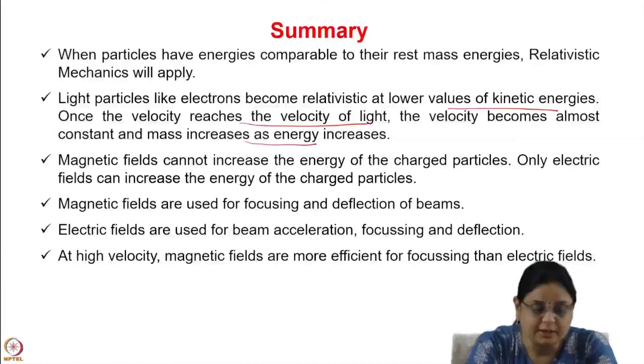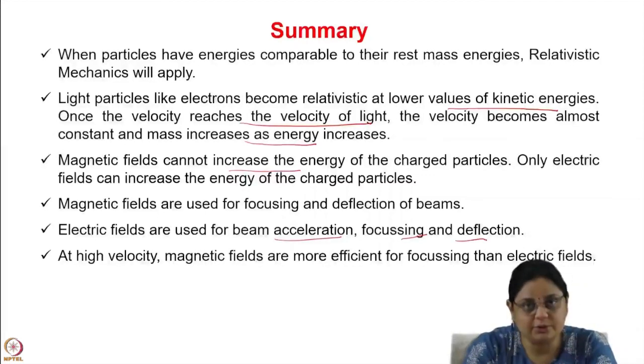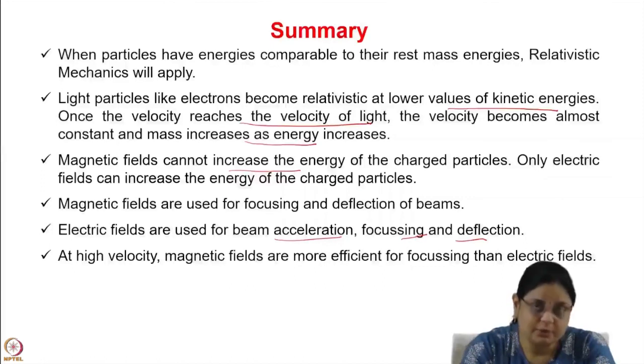as we have seen. Magnetic fields cannot increase the energy of the charged particles, so they can be used only for focusing and bending the beam. The electric fields are used for acceleration of the beam, focusing and deflection. So for acceleration, we have to use only electric fields. Magnetic fields cannot be used for acceleration. A necessary condition for acceleration is that we have to have a component of electric field in the direction of motion of the charged particle. At high velocity, magnetic fields are more efficient for focusing than electric fields.